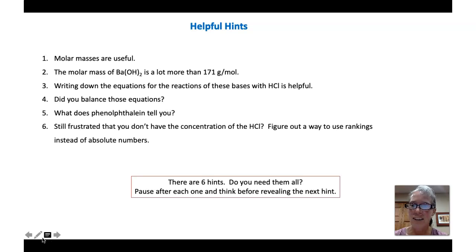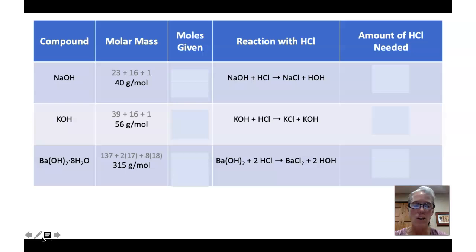And lastly, I'm sure many of you are frustrated and kind of stumped by the fact that you don't have the concentration of that HCl. It doesn't matter, okay? So figure out a way to use the rankings instead of absolute numbers. Okay, so moving on, we're going to work through some of the thinking and the numbers that we need to think about before we create the procedure.